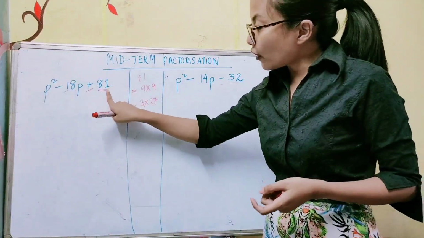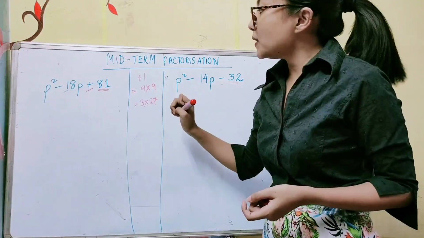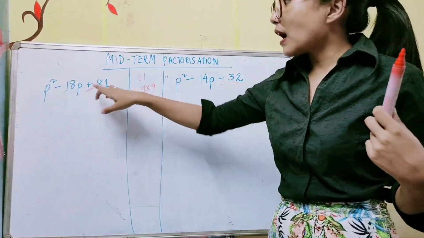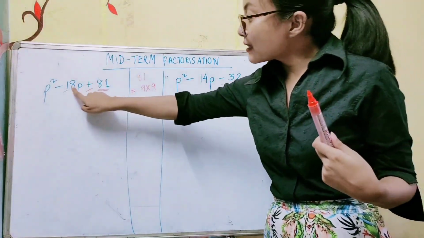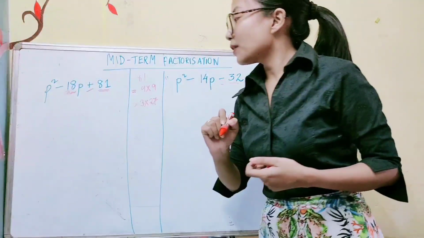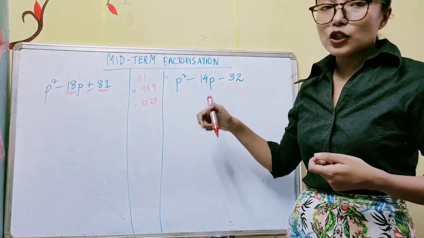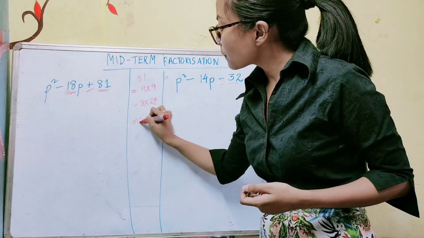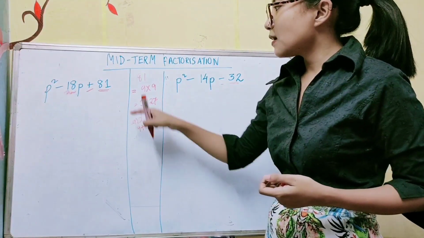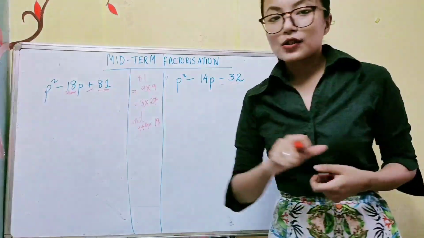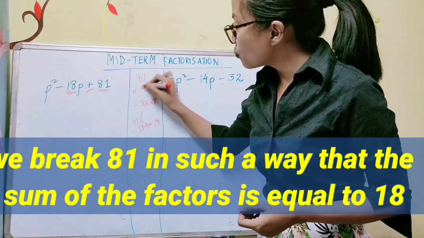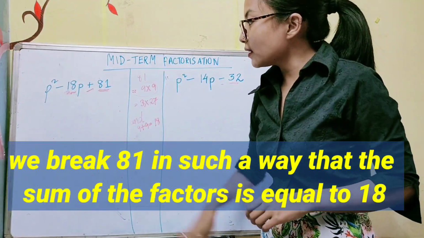Okay. Just before 81, my sign is positive, which means I have to check which factors of 81 add up to give the middle number here. So you check here: 9 into 9 is 81, and 9 plus 9 is what? 18, which is equal to the coefficient of p. That is why I am going to choose 9 into 9 as fitting in this situation.